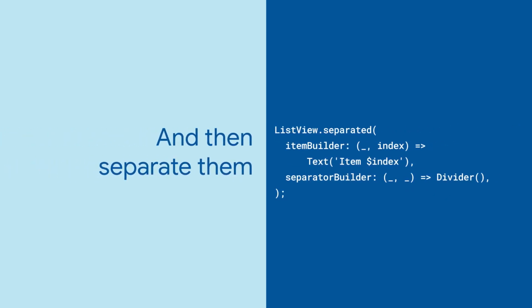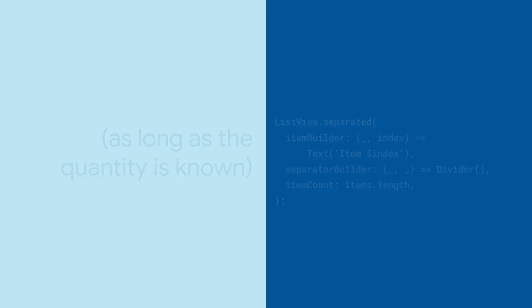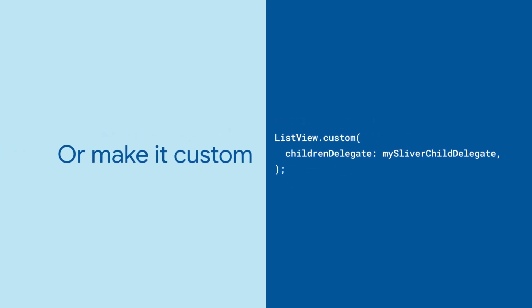Not sure you like how every item is right up against the next? Use a separated list view with a separated builder. Just don't forget to also say how many items are in the list if you use that constructor. And if none of these work, you can always build your own custom list view with a sliver child delegate.